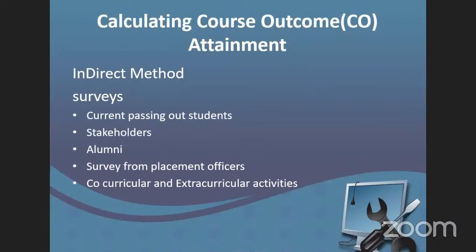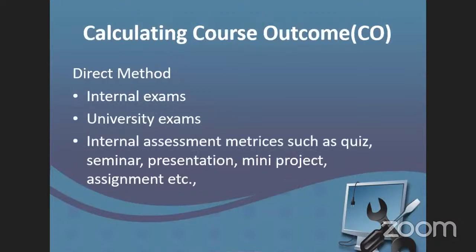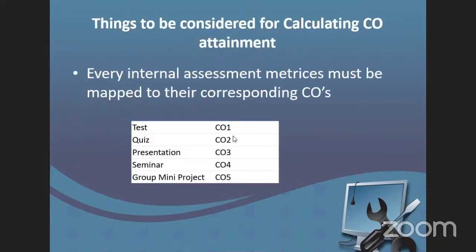So here till now we have seen in CO attainment we have two forms, direct method and indirect method. In direct method we have internal exams, university exams, internal assessment matrices, and in indirect method we have all the surveys. So first we will go to direct method. So as I mentioned, internal exams, university exams, and internal assessment matrices.